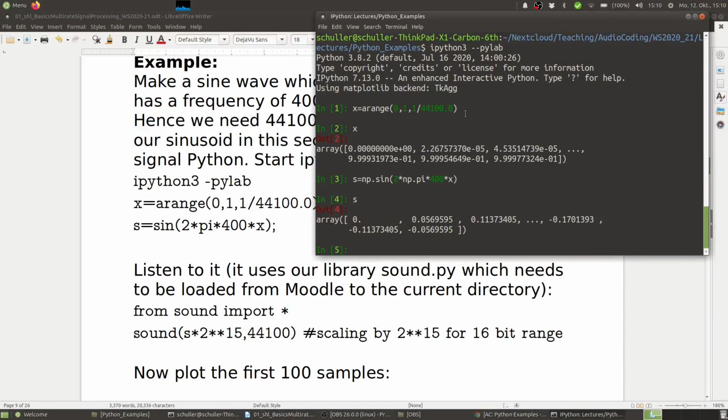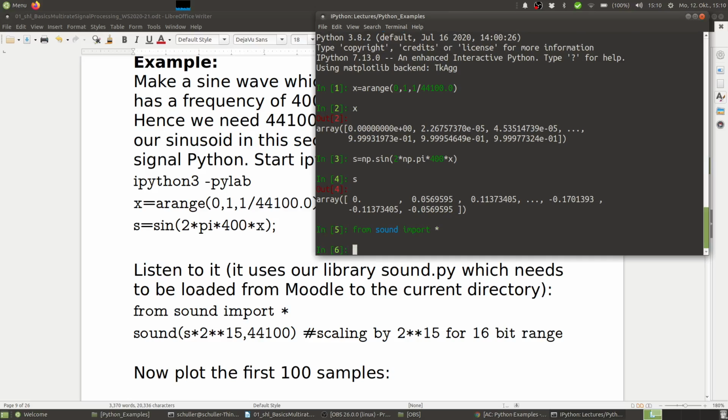Okay, so I would just type from sound import star. So this imports all the functions without names and without namespaces directly in my workspace here, which is kind of dangerous. So when you program, you shouldn't do it this way.